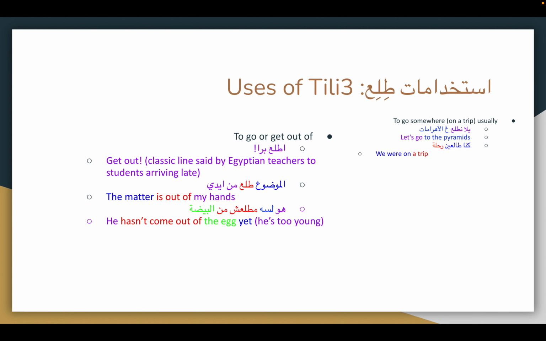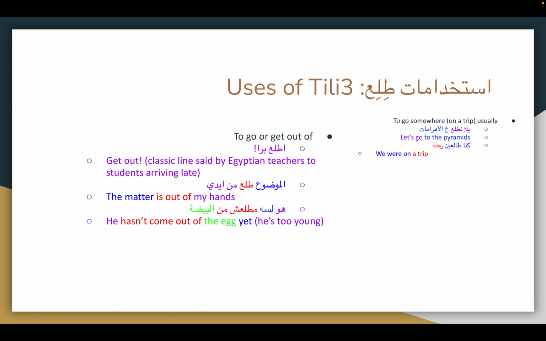So this usage is often used with the preposition min. الموضوع طلع من إيدي, the matter is out of my hands. Like there's nothing I can do about it. And then there's this other kind of saying, هو لسه ما طلعش من البيضة.